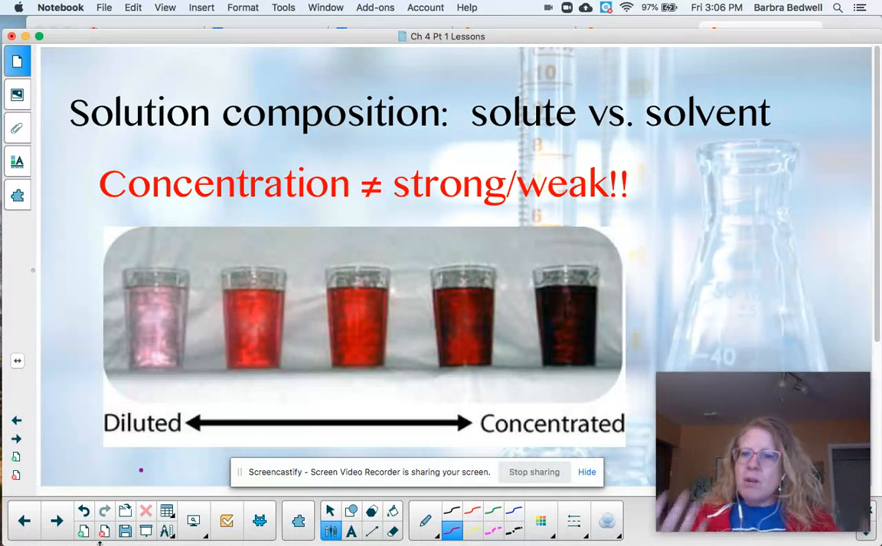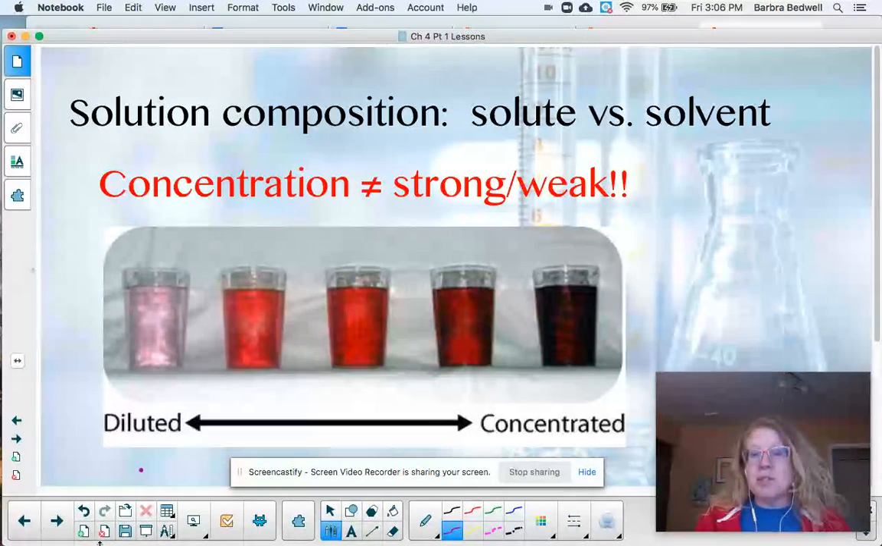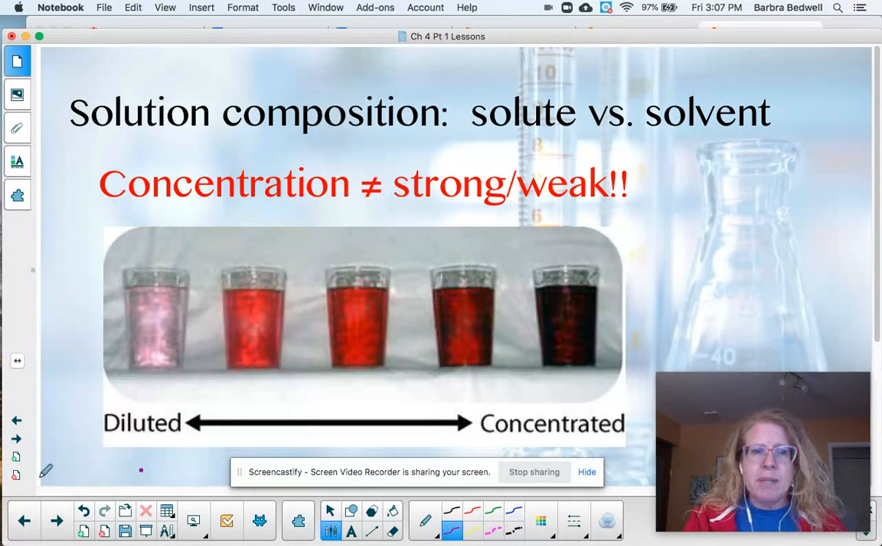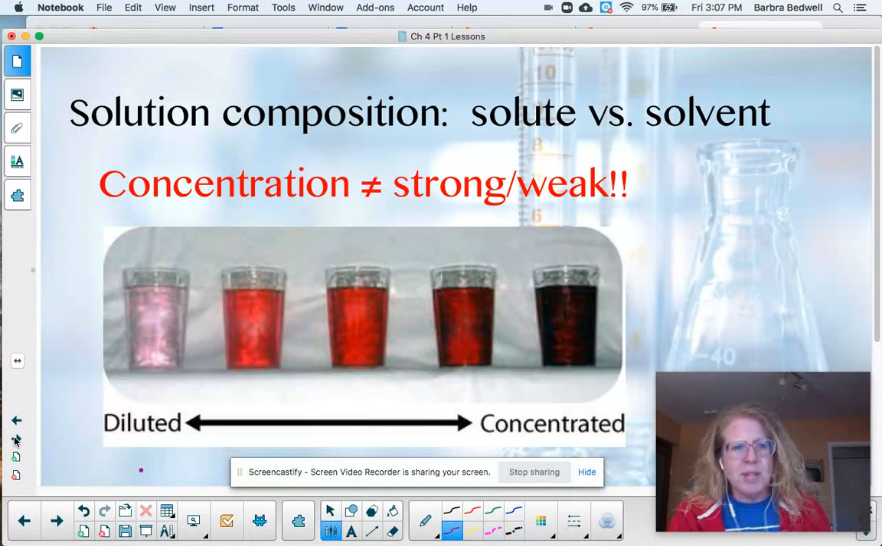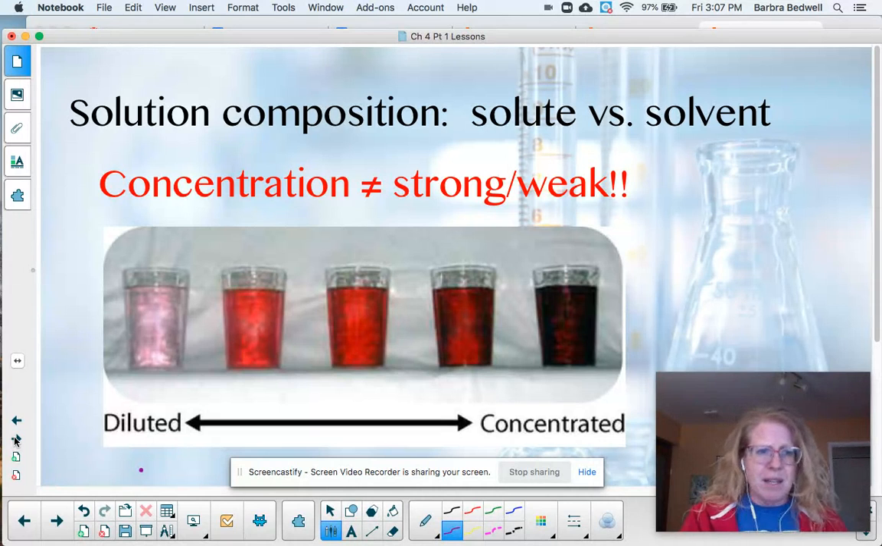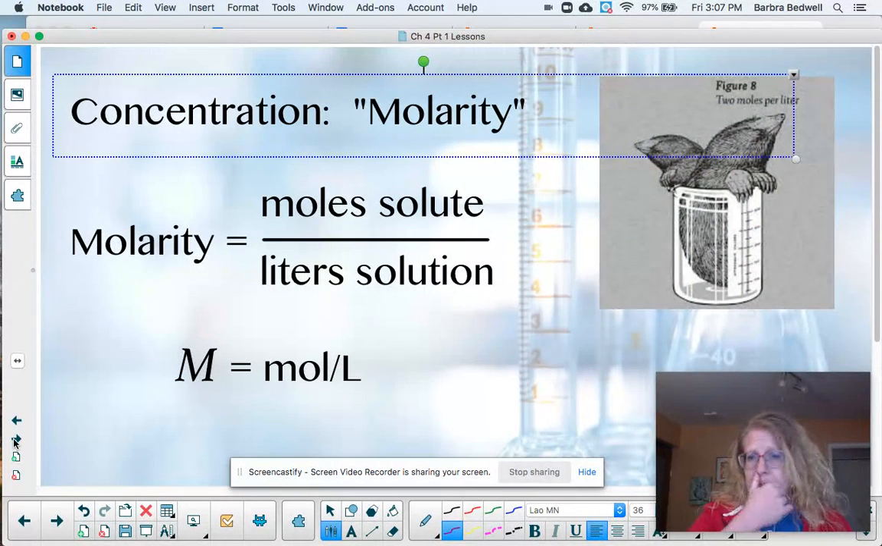So again, strong and weak relates to the number of ions that are present. That's more of a conductivity thing than it is about a concentration thing. So be careful with language when you're describing solutions. We don't want to talk about a solution being a strong solution or a weak solution unless we're talking about conductivity, unless we're talking about acids. So again, we're going to use the phrases dilute and concentrated. Those are the two words that we are going to use to talk about our solutions.